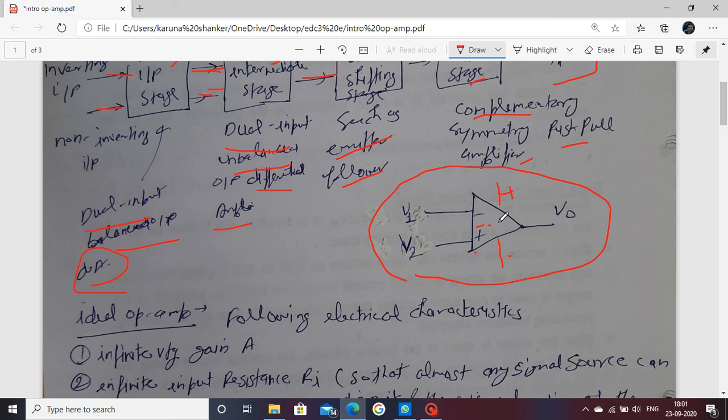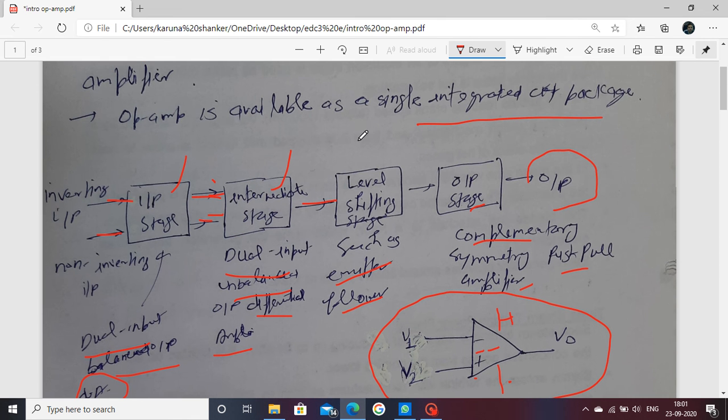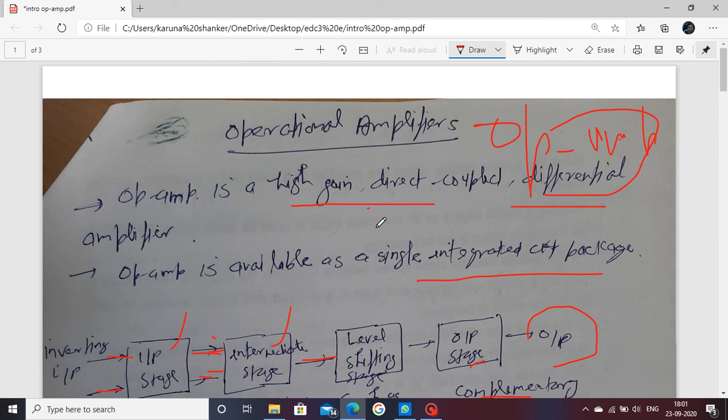This is the symbol of the op-amp. These are the internal blocks of the op-amp. Op-amp is a high gain direct coupled differential amplifier. Another form of the definition is that an op-amp is a form of IC which performs different mathematical operations such as subtractor, addition, integrator and differentiator, etc.